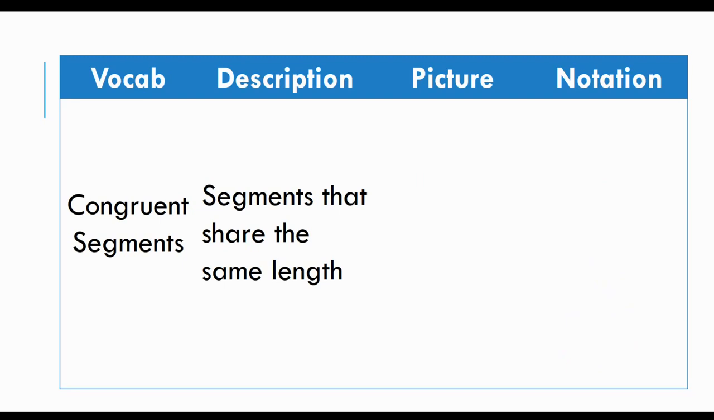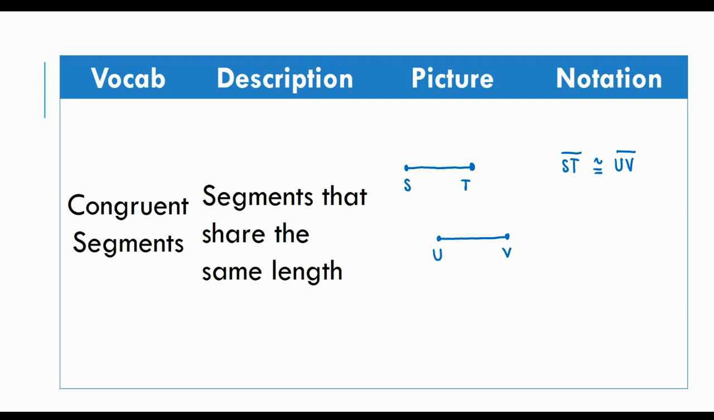Congruent segments are segments that share the same length. So say I have this segment, I'm going to call it ST, and then say I have this segment, I'm going to call it segment UV. If I specifically write segment ST is congruent to the segment UV, that notation tells me that they are the same length. So they go the same distance from one point to the other.